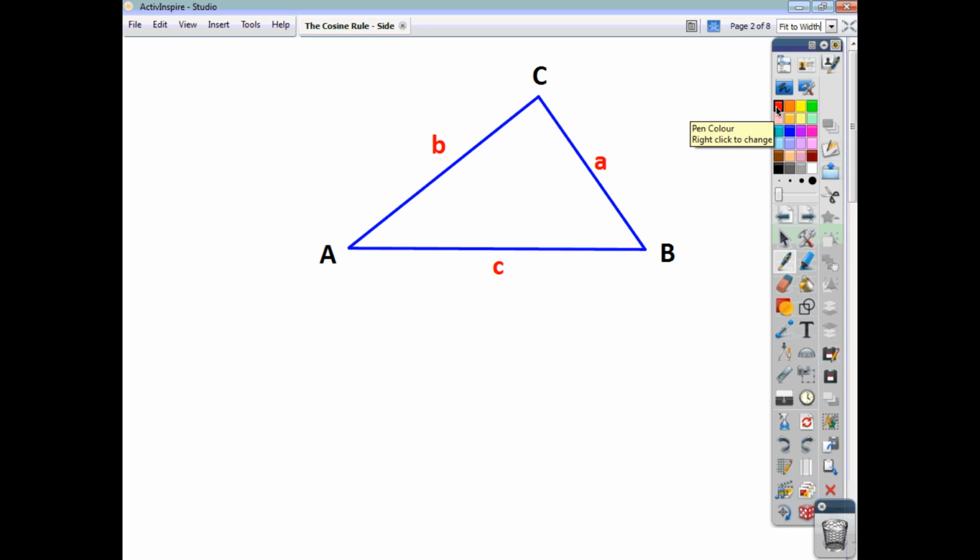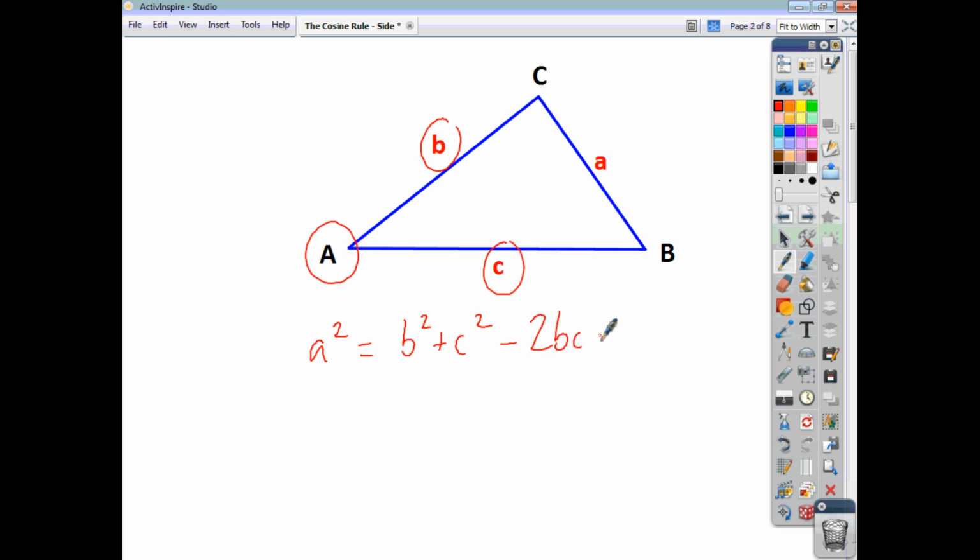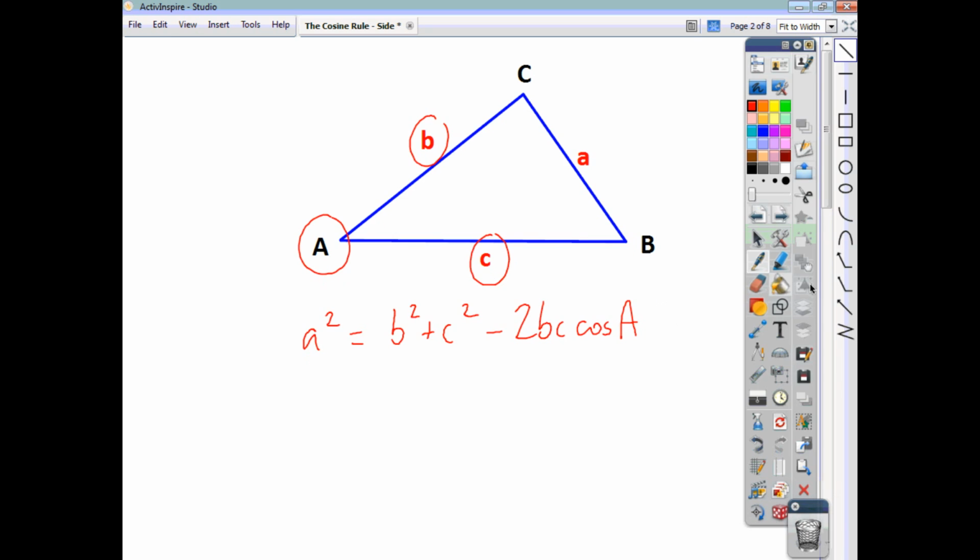Now, to find a missing side, you need two sides and the angle sandwiched in between. So you might call it an angle sandwich. It's always two sides and the angle in between. And the formula is that the side you're looking for squared, a squared, is b squared plus c squared minus 2bc cos a.